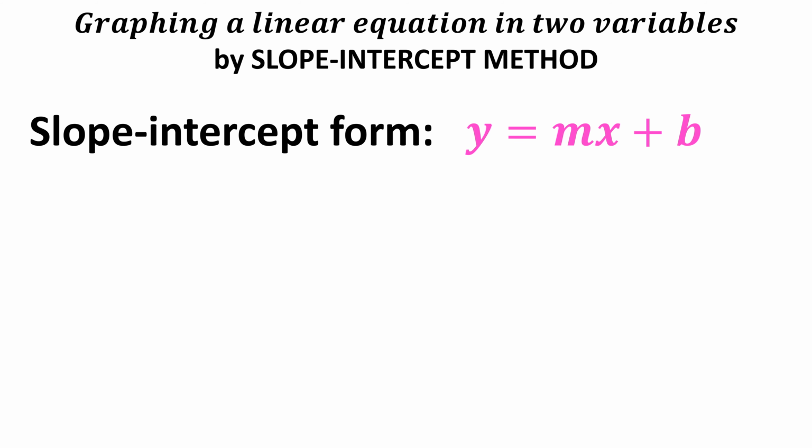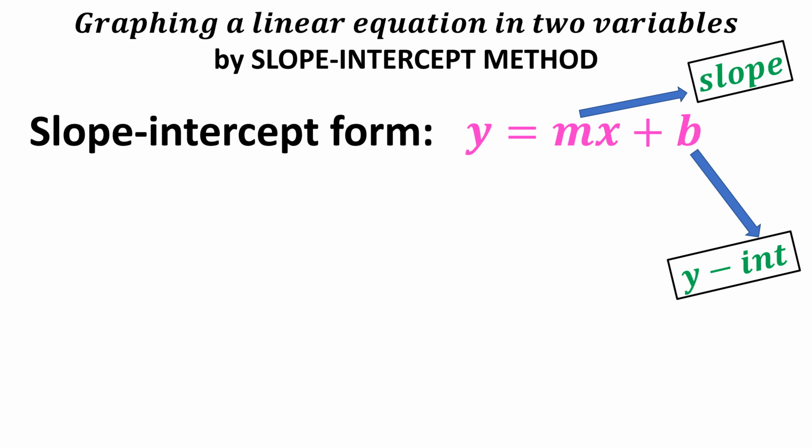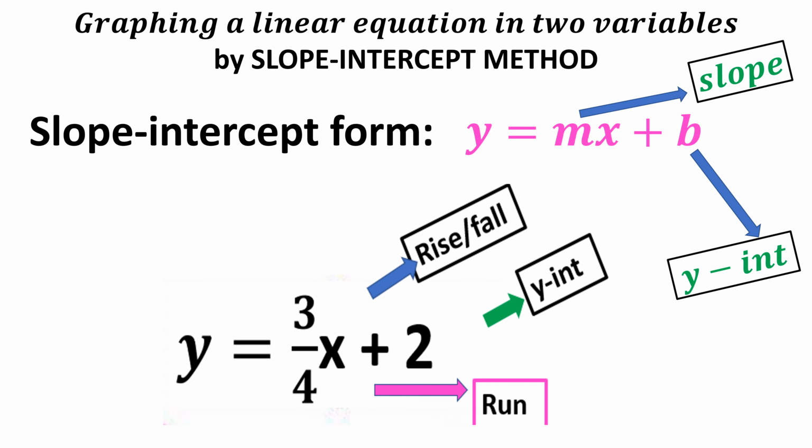It is represented by y equals mx plus b, in which m is the slope and b is the y-intercept. Suppose you're given the equation y is equal to 3/4 x plus 2. The 3 over 4 is the slope. If it is the slope, then what do the 3 and the 4 mean? The 3 means the rise, and the 4 refers to the run. So when we say slope, it is the rise over run, or the way the line slants.